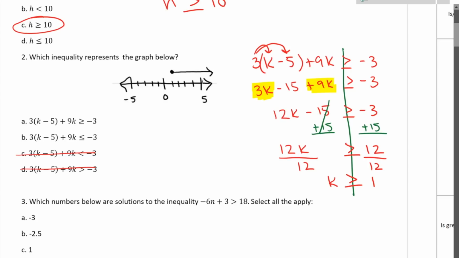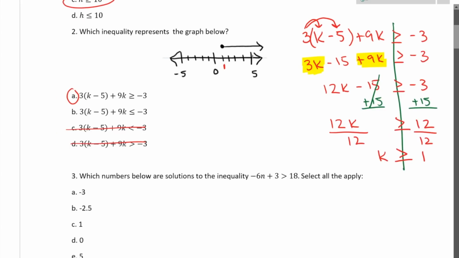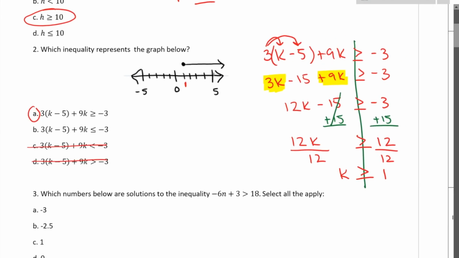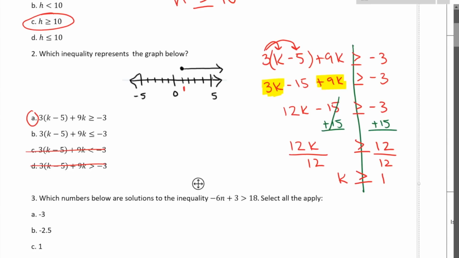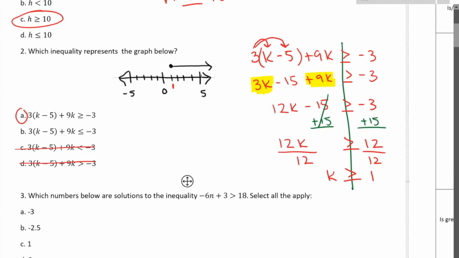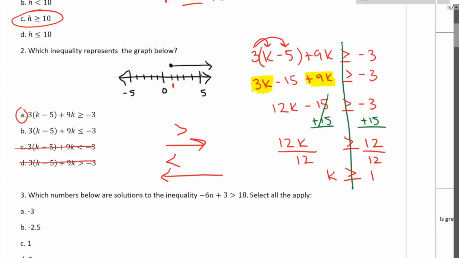So let's see. If I were to graph that, I see 0 and 1, so it's on the right dot, and it's going in the right direction, so therefore A is my correct answer. All right. Remember, if k was on the other side, I would go the opposite direction. My arrow points this way, so I'd go that way. If my arrow pointed this way, I would go that way. All right. Okay, let's move on to number 3.